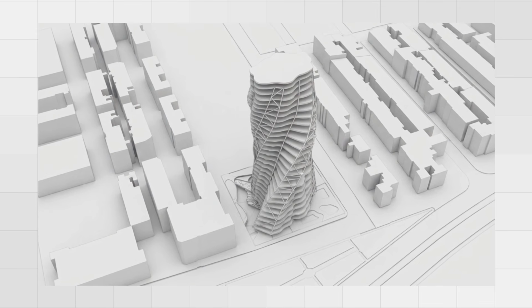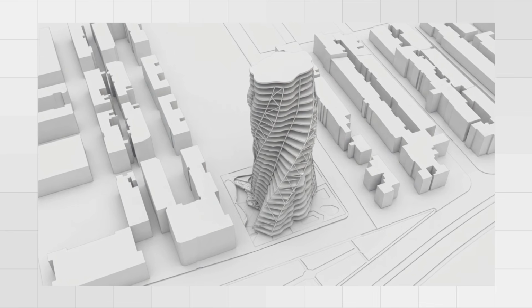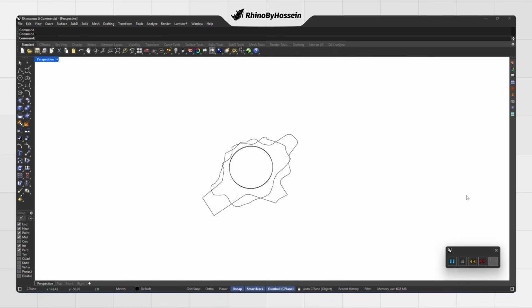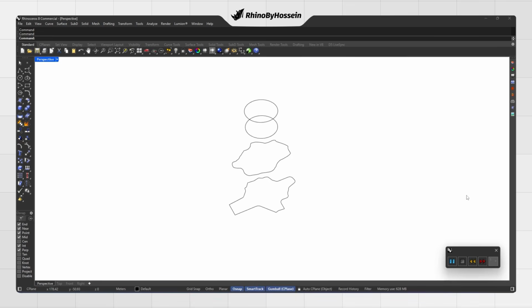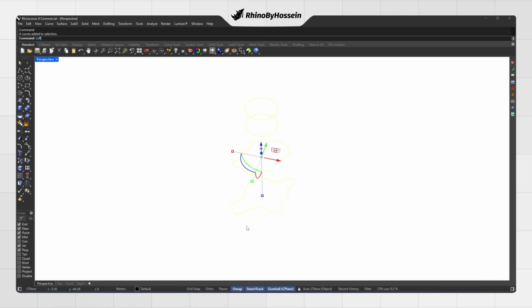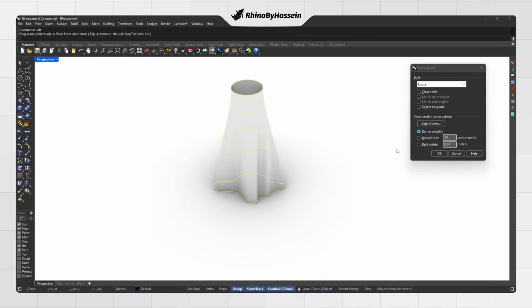The first idea was to create a shell-like surface that defines the overall form of the tower. I achieved this using the loft command in Rhino. The workflow is quite simple. You draw a series of closed profiles at different heights. These profiles can change depending on the concept of the project. Then, using the loft command, these curves are connected together to generate a smooth, continuous surface.